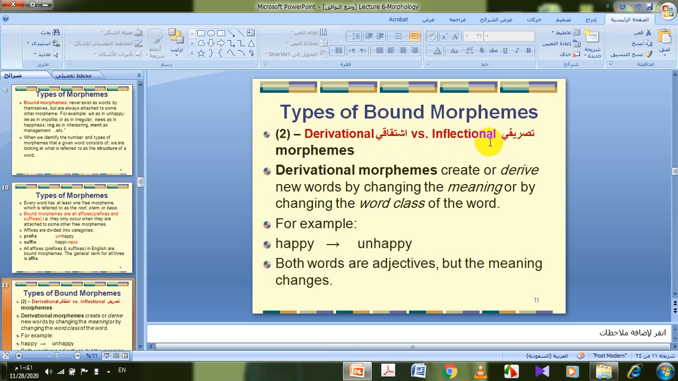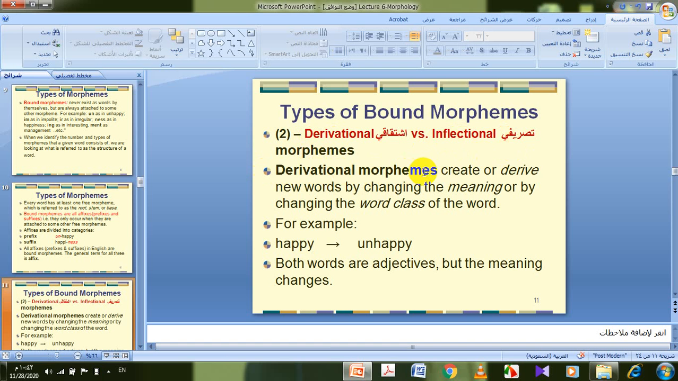However, inflectional, تصريفي, like for example, play, plays, played, playing, is playing. Grammar. Strong, stronger, the strongest. So this is inflectional, تصريف. I think the idea is clear. So we have derivational versus inflectional morphemes.